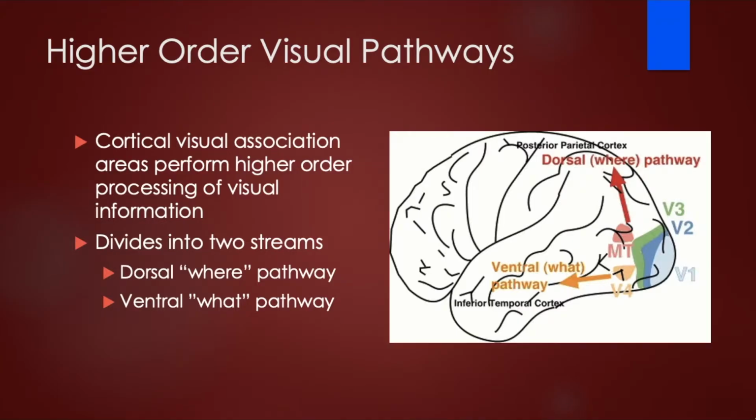After the primary occipital cortex, visual information travels through visual association areas. At the initial association areas, lower-level visual information is represented like spatial orientation and borders. At higher levels of visual association areas, visual information is separated into more specific, advanced components. We divide these higher-level areas into a dorsal where pathway and a ventral what pathway.